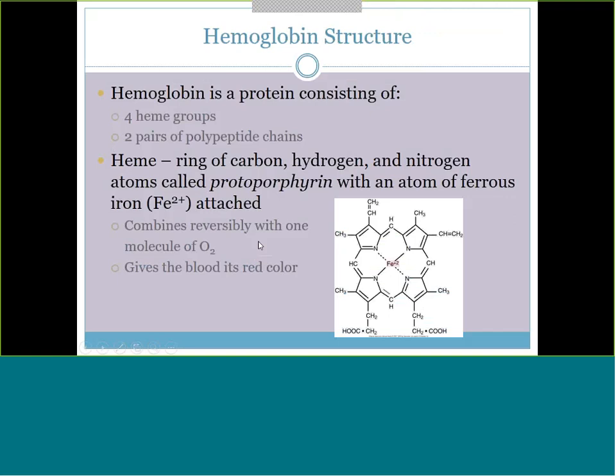So where the oxygen binds with the hemoglobin is actually to the heme. So we've always talked about red blood cells deliver oxygen. Well, that oxygen is actually binding to the heme inside the hemoglobin. And the heme group, this protoporphyrin ring, is actually what will give your blood the red color that it has.